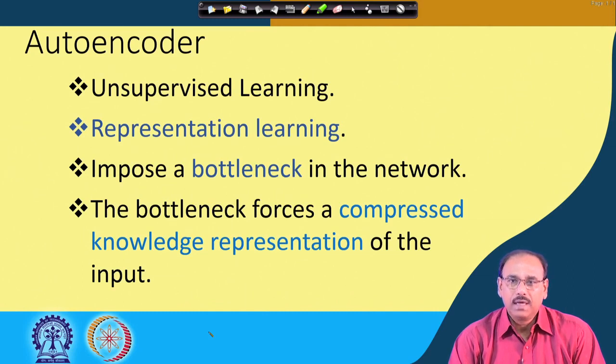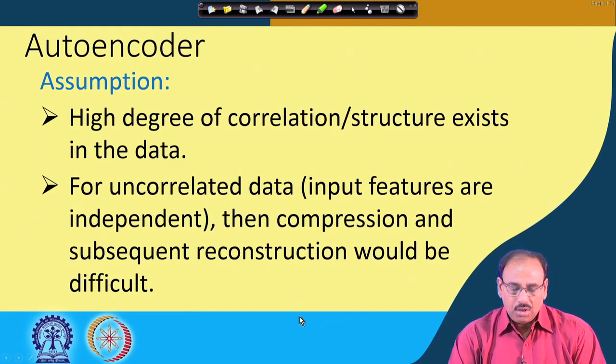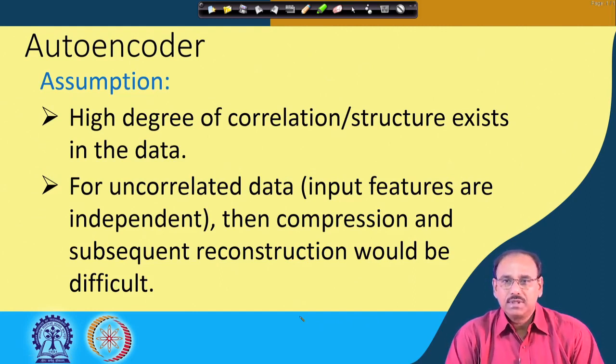The way the autoencoder learns this data representation or data structure is by imposing a bottleneck layer in the network. This bottleneck layer forces a compressed knowledge representation of the input, and that is what the autoencoder learns. This compressed domain knowledge representation is subsequently used for other applications. While doing this, we assume something.